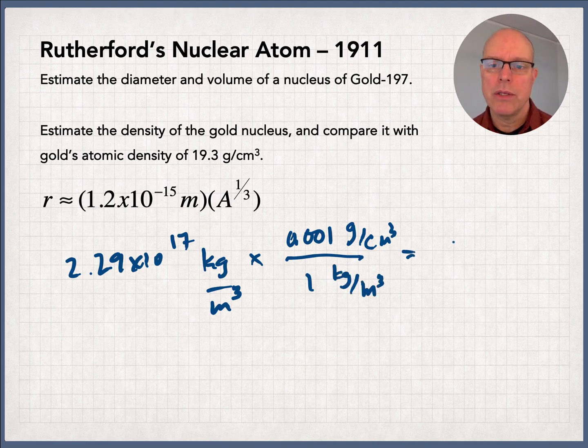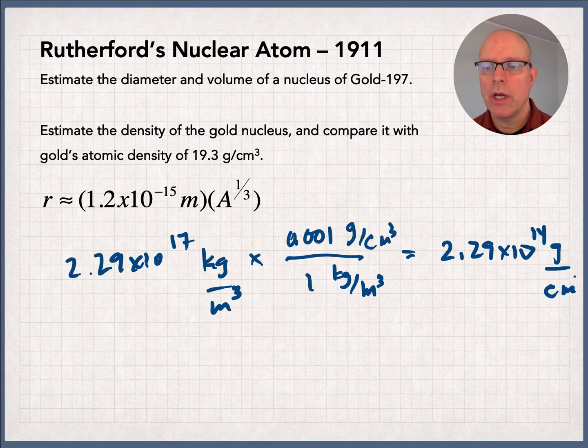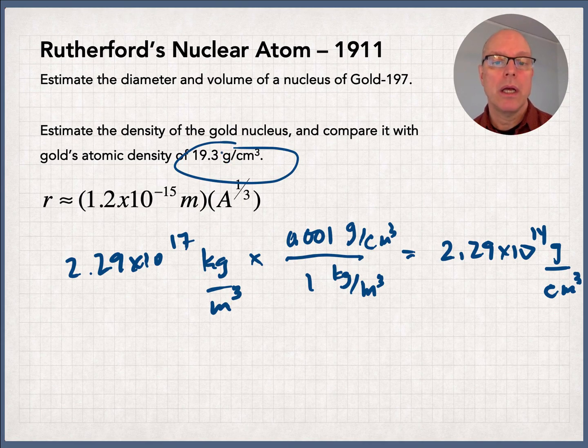And it turns out that this density is 2.29 times 10 to the 14 of the units that we would commonly use when we're talking about densities in chemistry. So 2.29 times 10 to the 14 versus 19.3. Right, yeah. So this is the density of gold. You thought gold was heavy? Yeah, gold's nothing. The density of the gold nuclei, now that's a whole different thing.